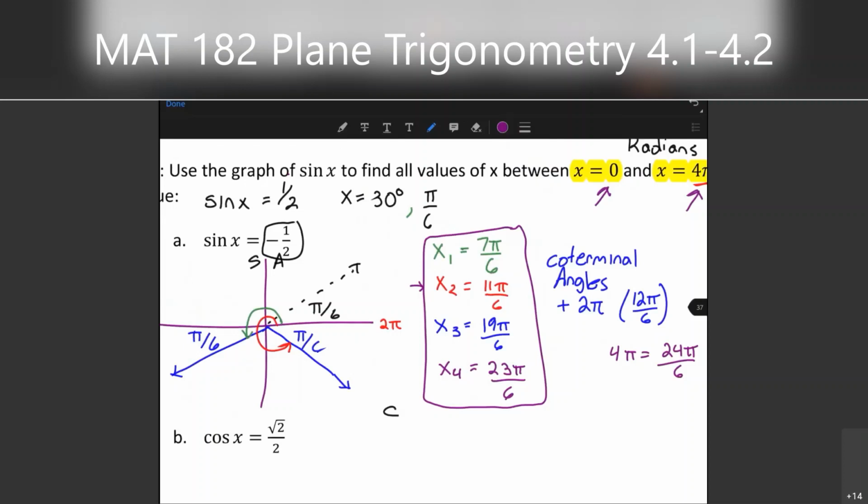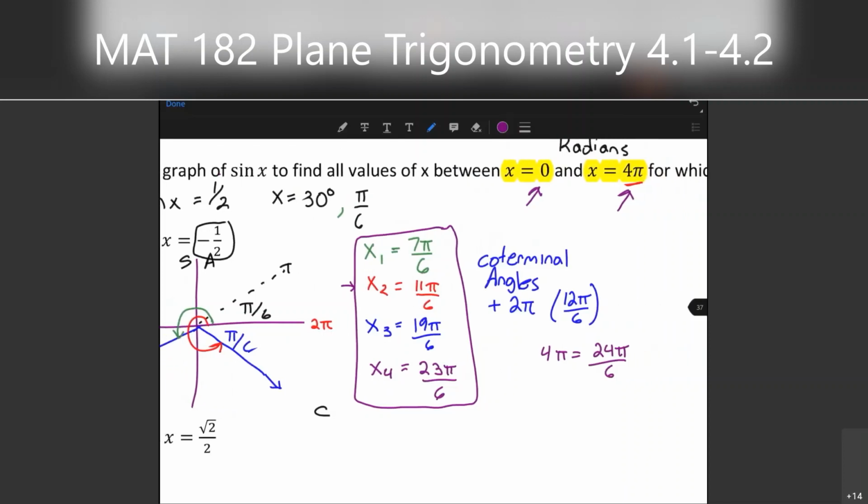All right, looks great. Is there any questions I can answer with part A here? Yeah, the 12 pi over 6, this is equivalent to 2 pi. So I'm just turning that 2 pi into a number that's helpful to add to my current numbers. So 12 over 6 is still 2.